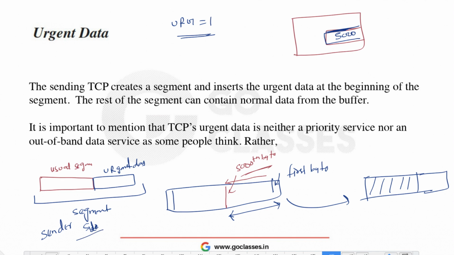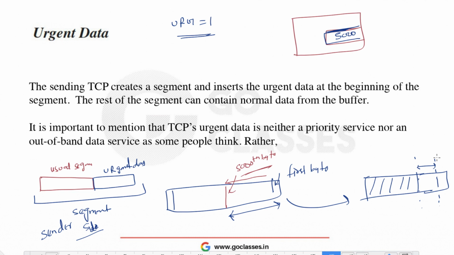And once this data gets delivered to the receiver, the receiver will say, okay, let me check whether this is urgent data or not. If this is urgent data, then I will give it a special priority, a special importance basically. I will treat this as urgent data, but it does not mean that I am delivering this out of order.